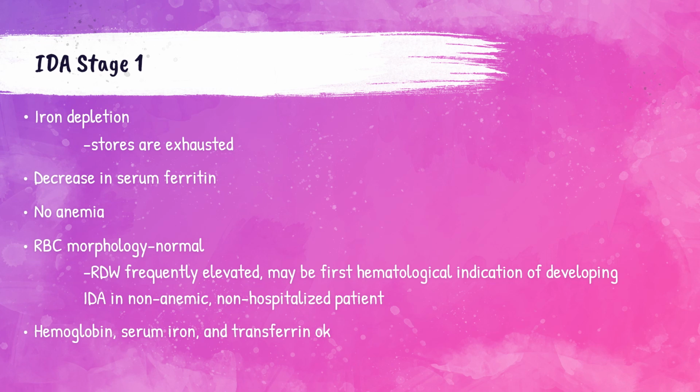So let's talk about what we will see in the different stages of iron deficiency anemia. Recall the only stage symptoms appear is in stage 3 because the body is trying to compensate for the anemia. So in this first stage, iron stores will be depleted. They're all used up. There will also be a decrease in ferritin in the serum. At this stage, there is no anemia. Hemoglobin, iron in the serum, and transferrin are at normal levels. Just those iron stores are depleted. Red blood cell morphology is also normal. There may be an increase in red cell distribution width or RDW.